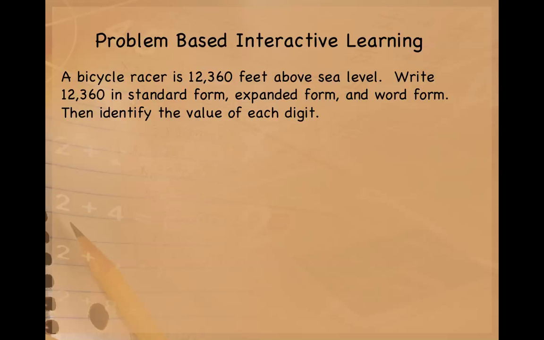Let's begin with the problem-based interactive learning. A bicycle racer is 12,360 feet above sea level. Write 12,360 in standard form, expanded form, and word form. Then identify the value of each digit. Please pause the video now while you complete this problem independently.